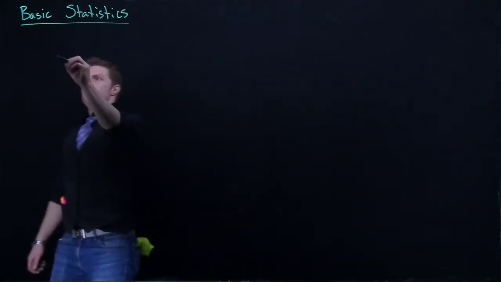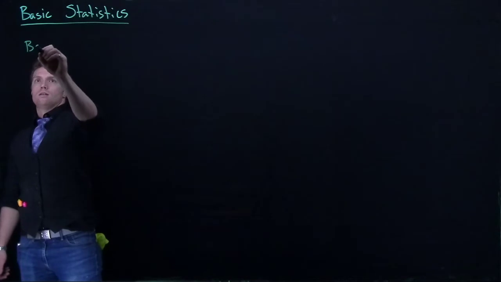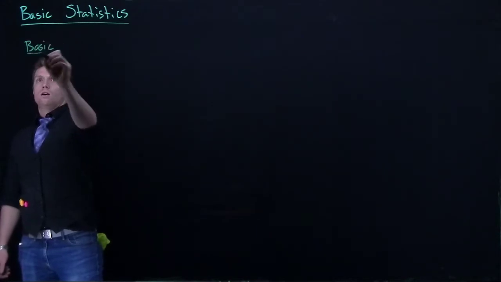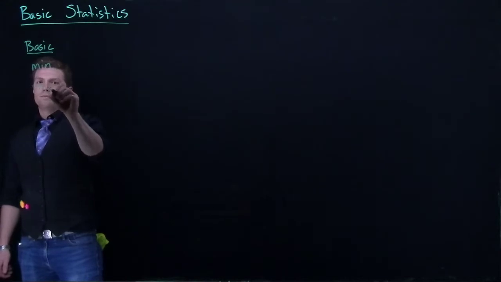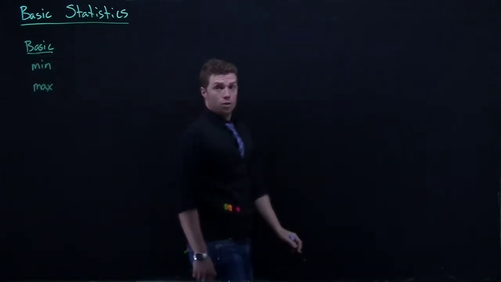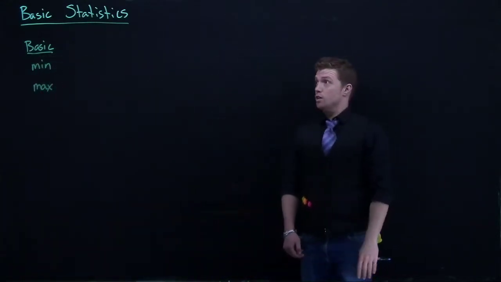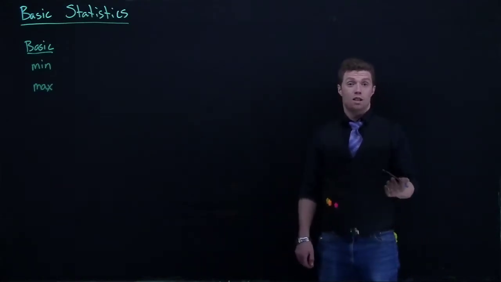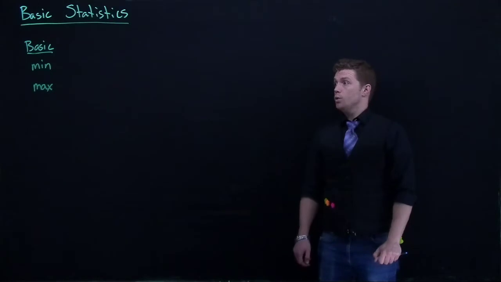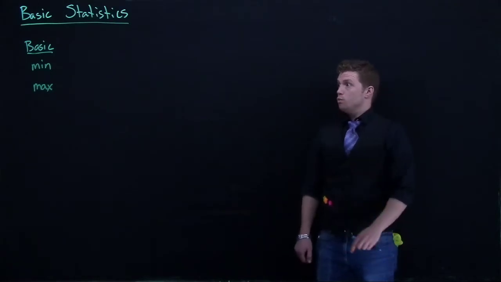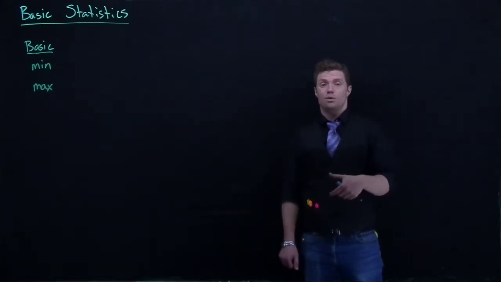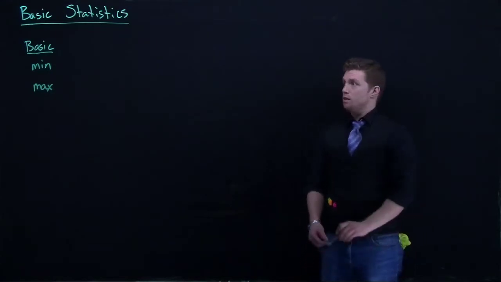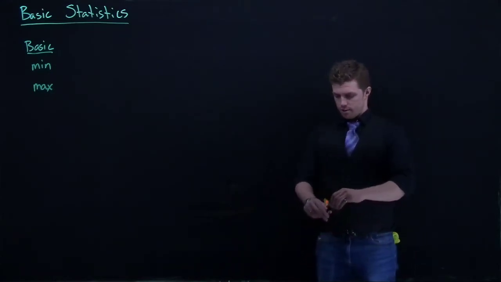Okay, so the most basic things are the minimum and the maximum. If you put all of your values on a number line, the minimum is the smallest, and the biggest one is your maximum. Those are useful because we're going to need them to be able to calculate some of our other values. But that is like our most basic stuff.